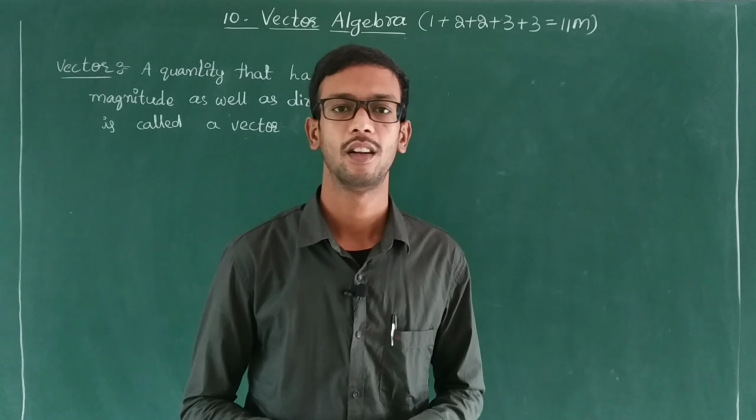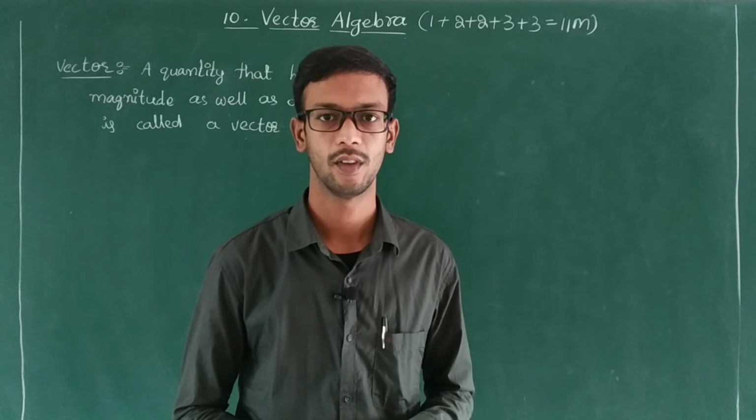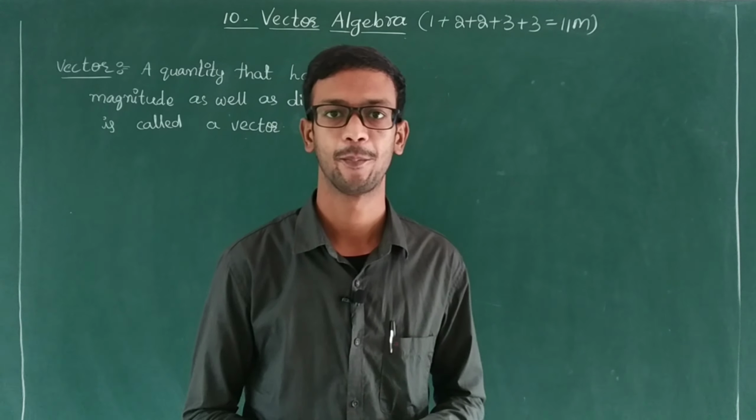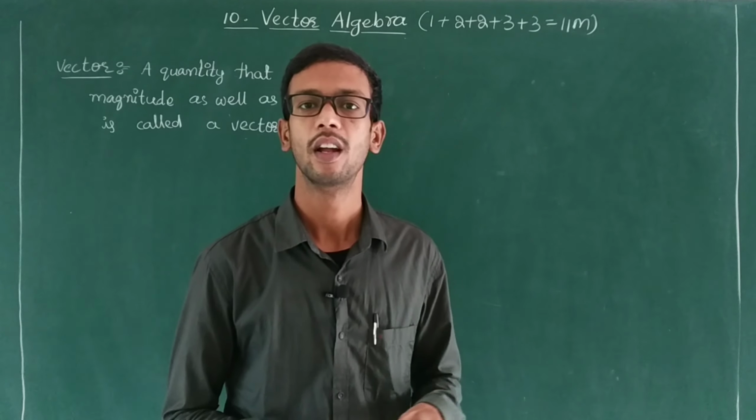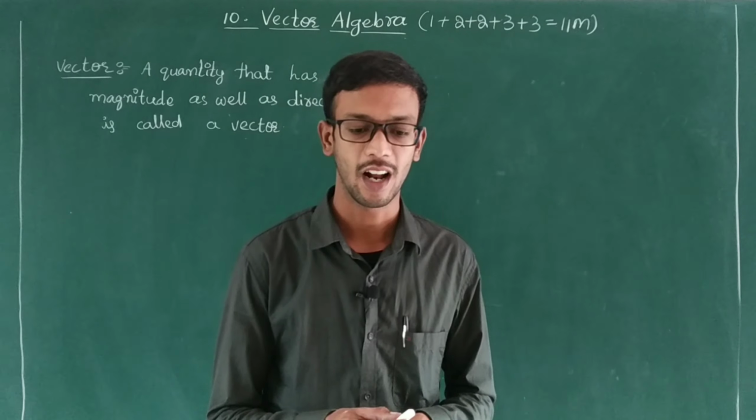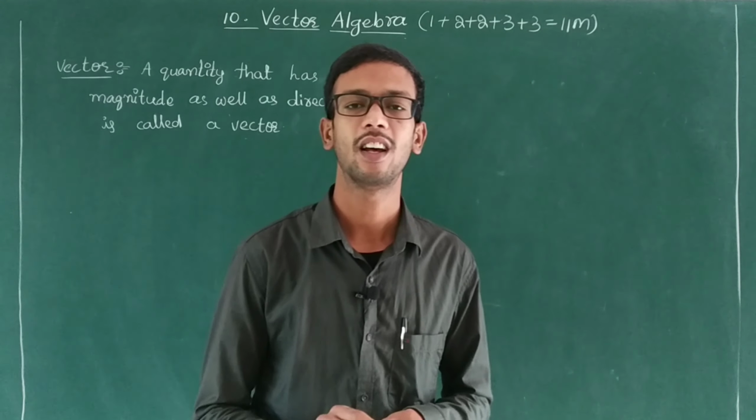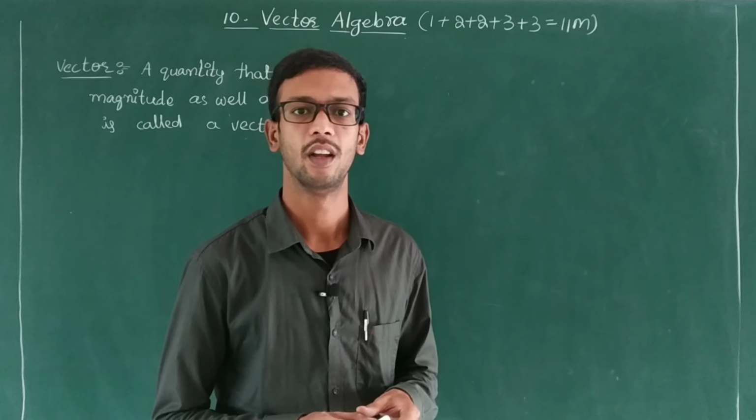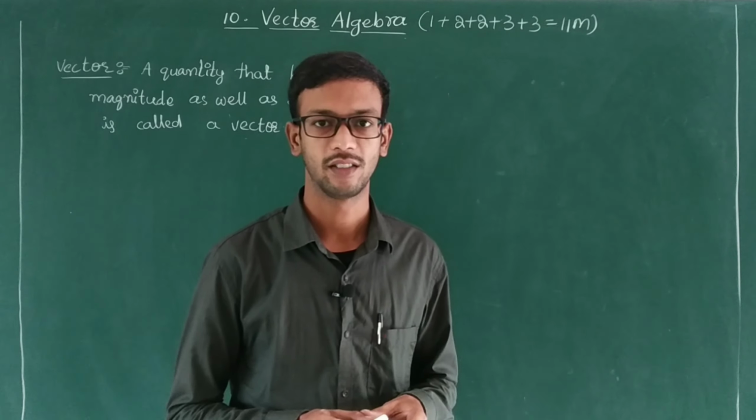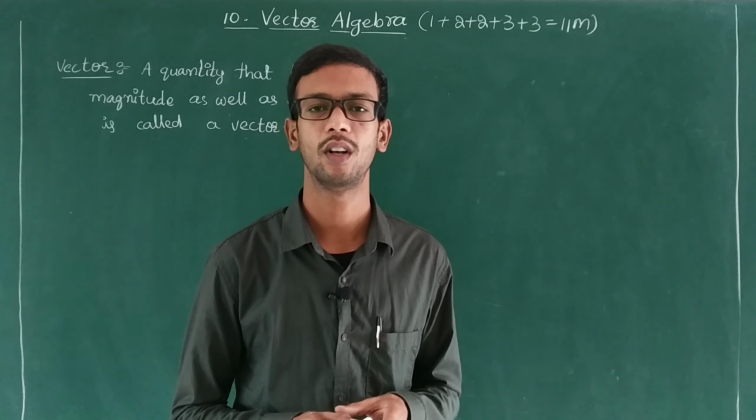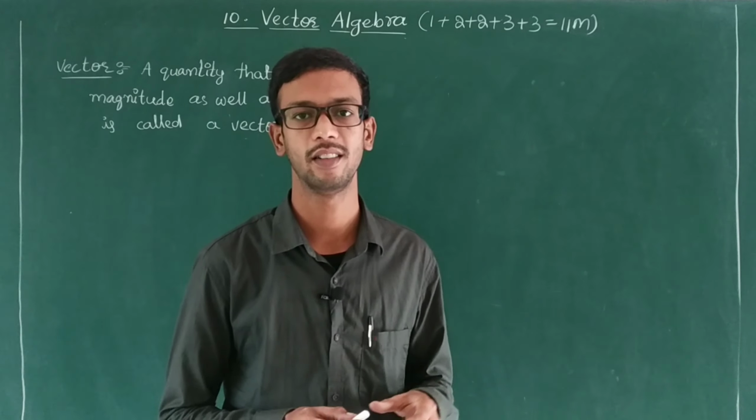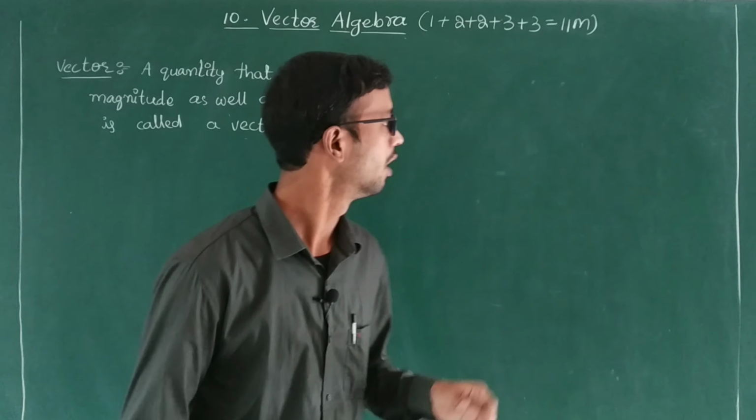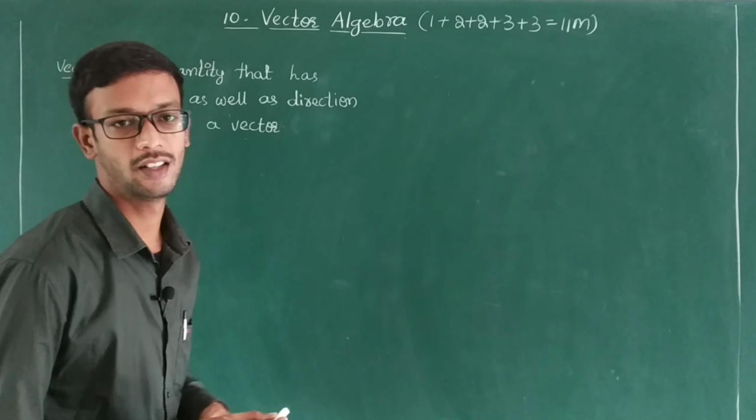Today we discuss chapter number 10, vector algebra, Second PUC. This vector algebra you already learned in first year physics especially. In physics you got the vector algebra, same to same, but mathematically we have to learn it in second PUC. So this is the 10th chapter where we start vector algebra.